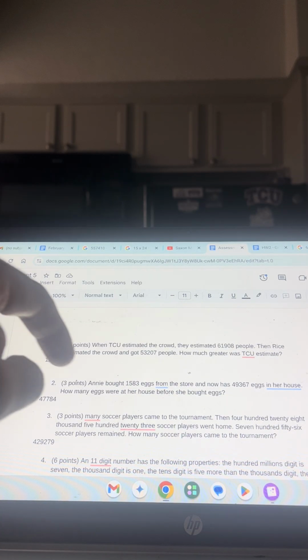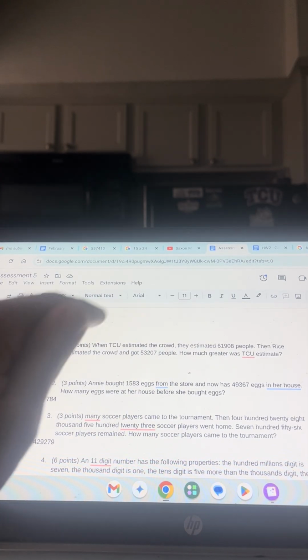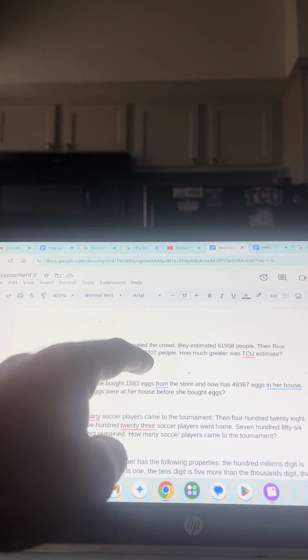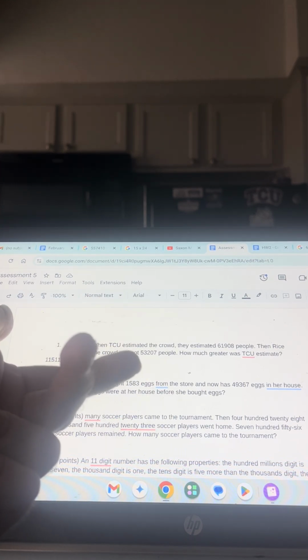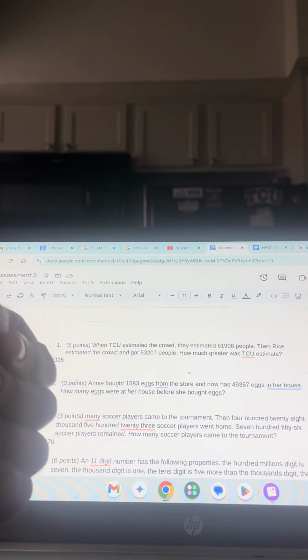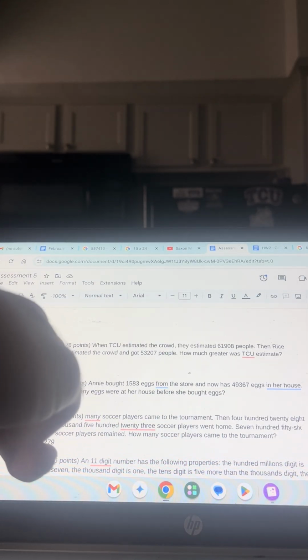There's no way that this number, 61,000, is 115,000 bigger than 53,000. It looks to me 53,000, 54,000, 55,000, 56,000, 57,000, 58,000, 59,000, 60,000, 61,000. It looks like it's approximately 8,000 bigger. And you got 115,000 bigger.